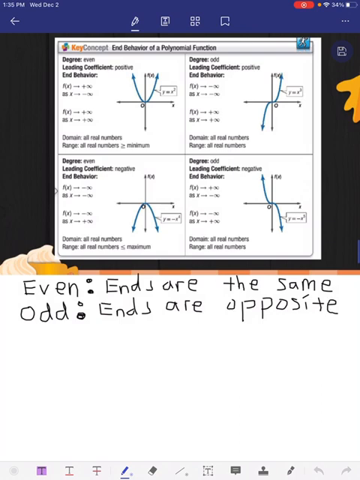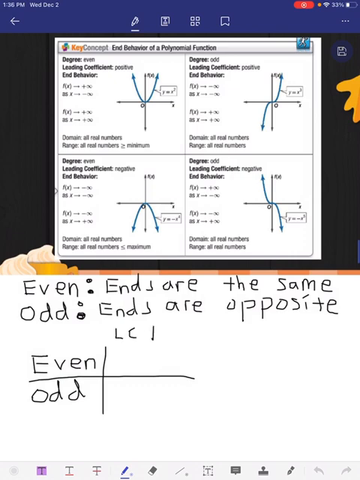Now, to determine which case we're in, you first need to decide if it's an even function or an odd function. And that tells us if we want to use the top row or the bottom row. From there, we need to decide what our leading coefficient is. So remember that your leading coefficient is just the number in front of your first term.